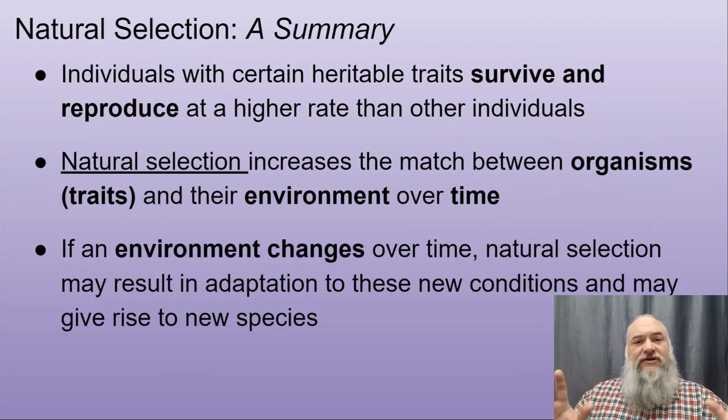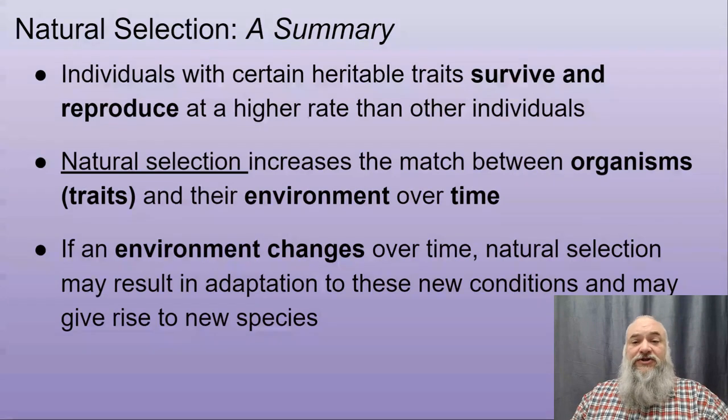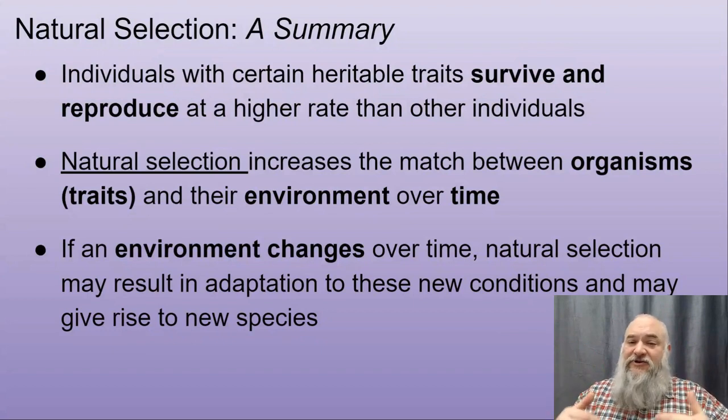So, natural selection, a brief summary. Individuals with certain heritable traits survive and reproduce at a higher rate than other individuals. Makes sense. And this is heritable traits, right? Heritable traits survive and reproduce at a higher rate than other individuals. Natural selection increases the match between the organisms, or more specifically their traits, and their environment over time, because nature is selecting who is going to survive and or be able to reproduce.